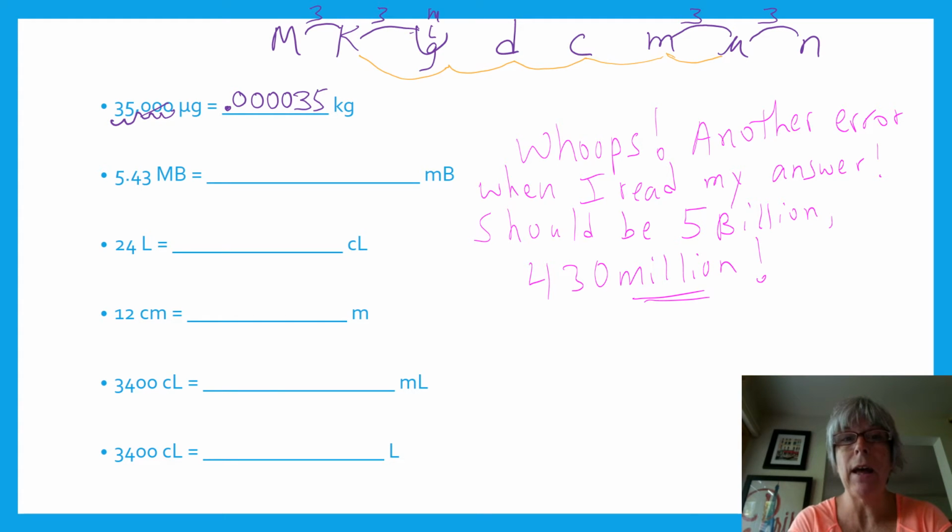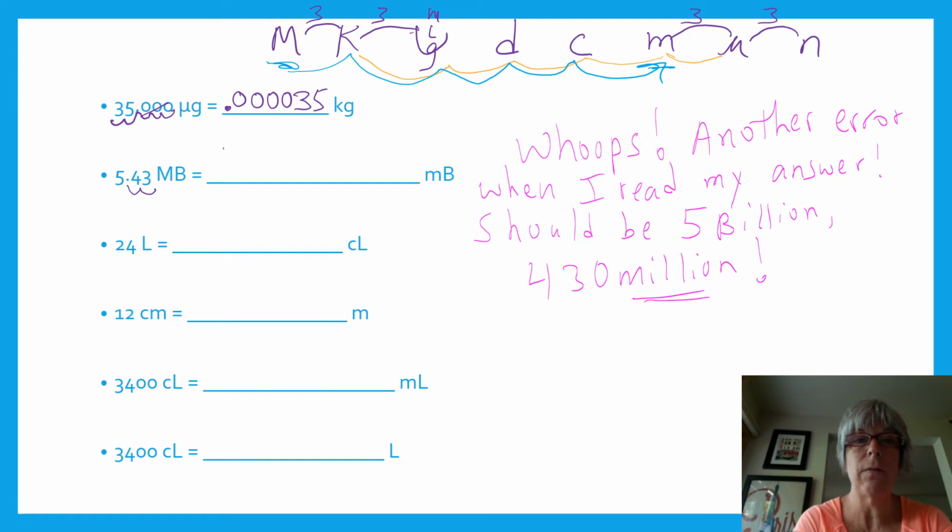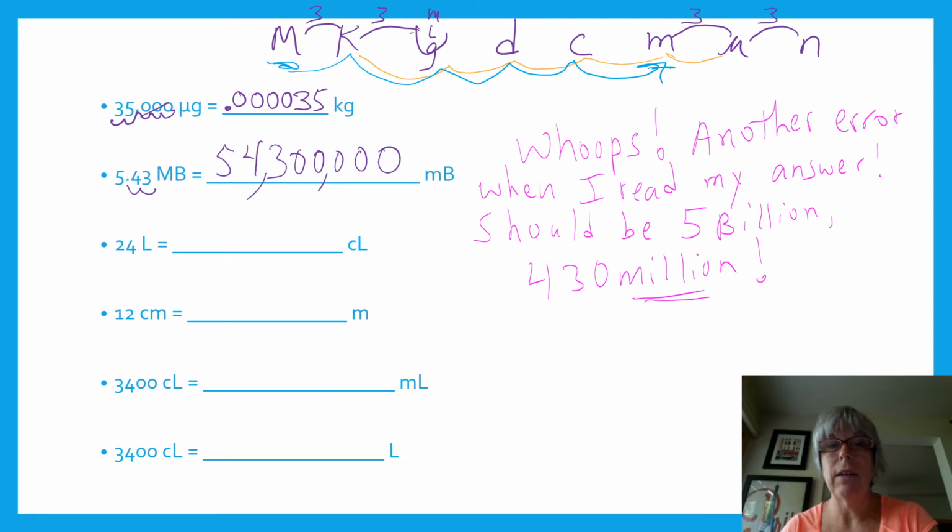So to go from mega, which is the capital M, to milli, which is the small m, you're going to move 3, 6, 7, 8, 9 places to the right. Moving my decimal here 9 places to the right. There's 1, 2. And then I need 7 more zeros to make it 9 places. 3, 4, 5, 6, 7. So I get 54,300,000 millibytes is equivalent to 5.43 megabytes.